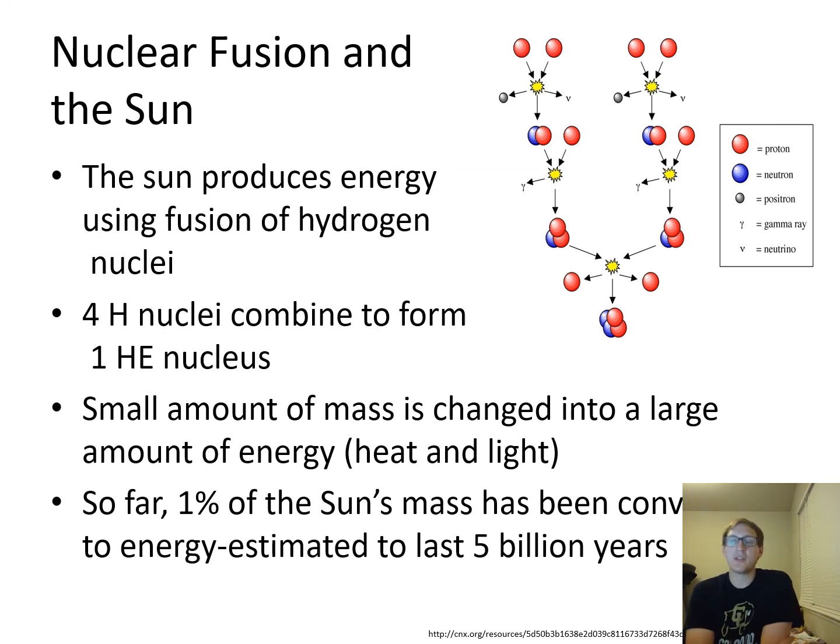So far, 1% of the sun's mass has been converted to energy, and it is estimated to last 5 billion years. Okay, so far we've only used up 1% of the sun's mass for all the energy that the sun has given us for the recorded time that we have.